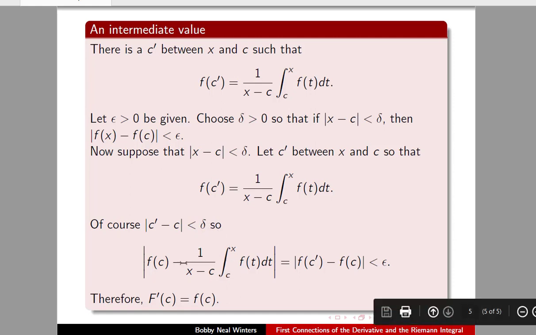Okay, so we can see here that 1 over (x minus c) times the integral from c to x of f(t) dt, minus f(c), is equal to f(c prime) minus f(c), and that is less than epsilon. Okay, and so we're done. The derivative F prime of c is equal to little f(c).